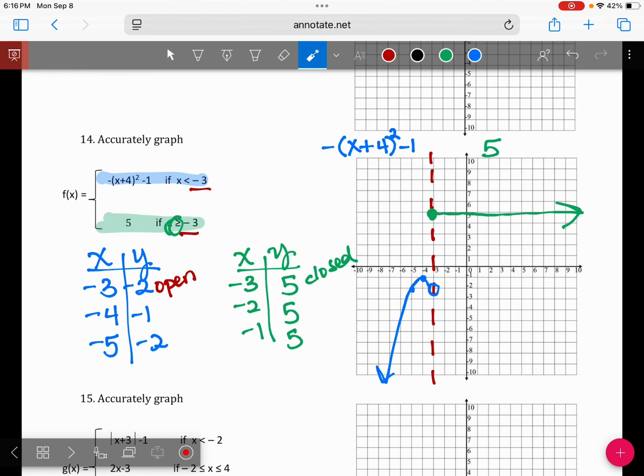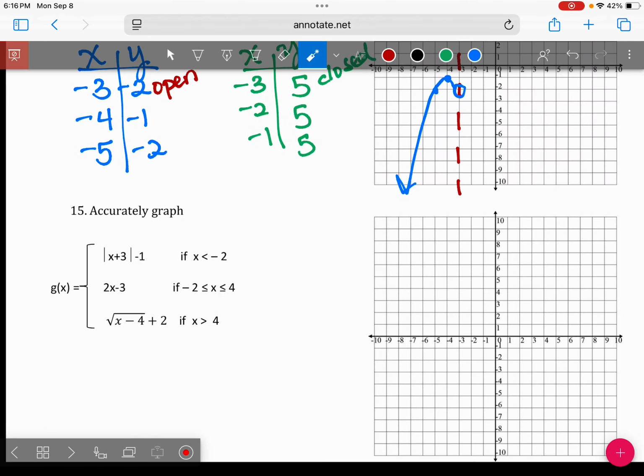All right, so now let's look at question 15. 15 is a little bit more complicated because there's two fences. I'm going to put a fence down at -2, and I also have a fence at +4. So now we have 3 functions sharing the playground. So let's start with the first one.